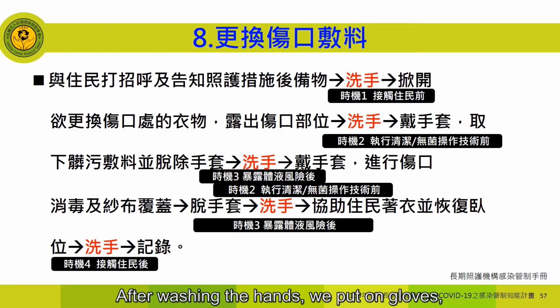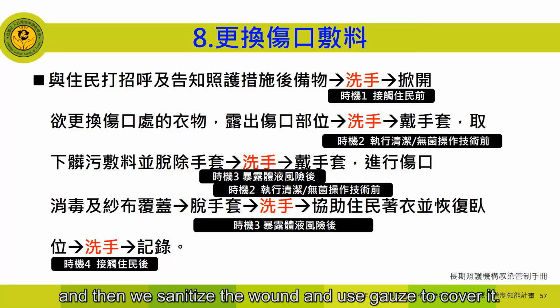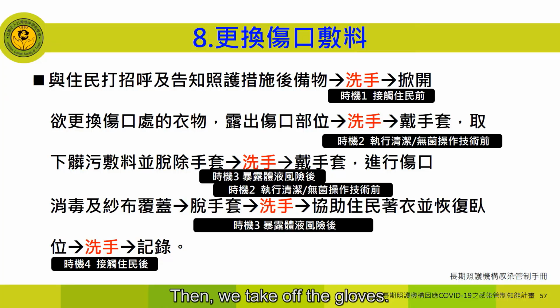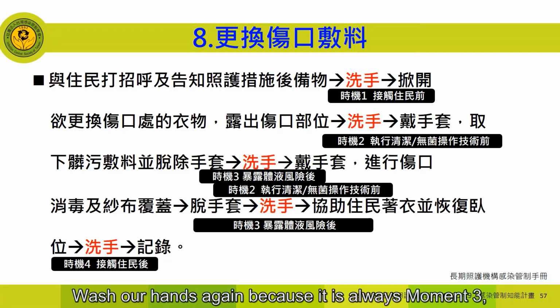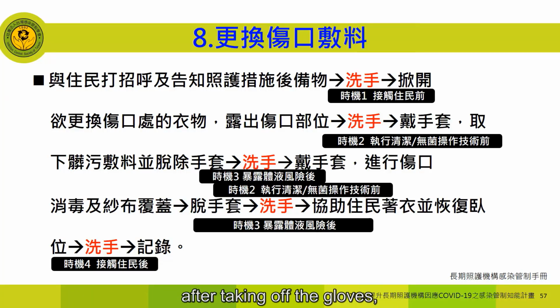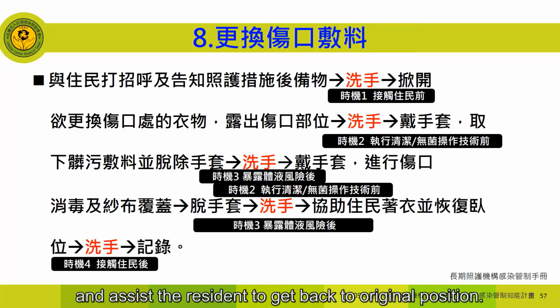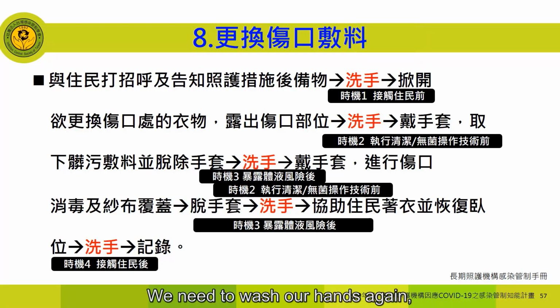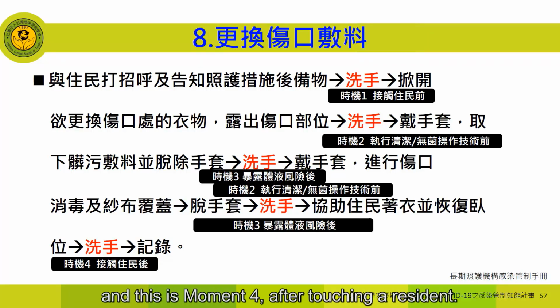After washing the hands, we put on gloves, and then we sanitize the wound and use gauze to cover it. Then we take off the gloves. Wash our hands again because it is always moment 3 after taking off the gloves, which is after body fluid exposure. We put the clothes back on for the resident and assist the resident to get back to the original position. We need to wash our hands again, and this is moment 4 after touching a resident.